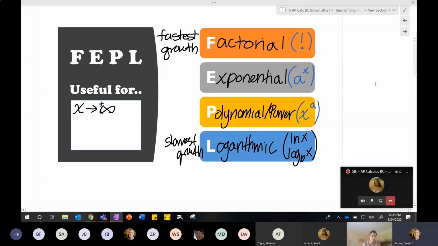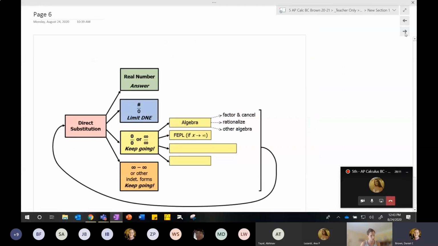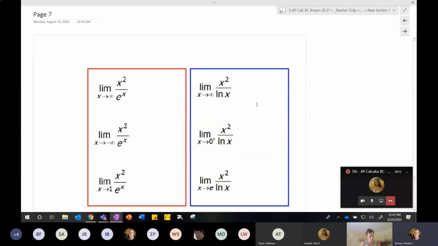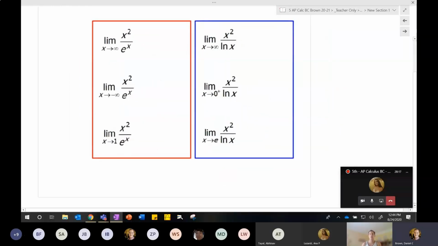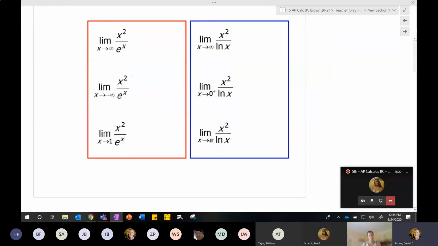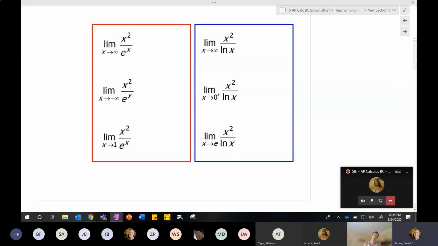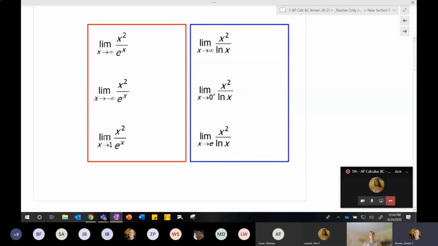All right, here are the examples I've picked out. There are 6 of them. Some of these use FEPL, some of these do not, but I did this so we can compare and contrast the different types of problems. These are all fractions. They all have a similar look to them, but some of them are going to be easier to approach using FEPL than others.